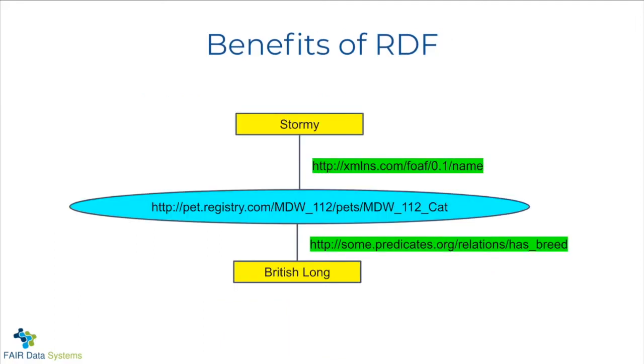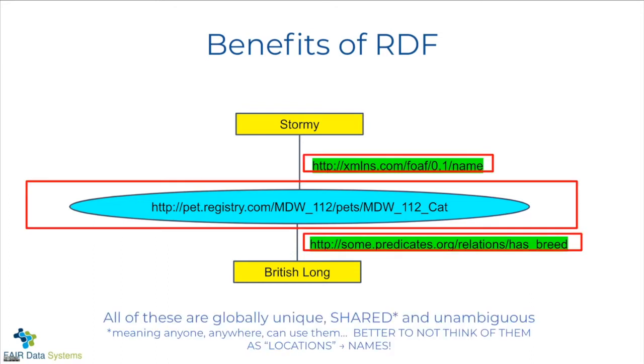So what are the benefits of doing this? I'll talk to you about some of them, but not all of them because we don't have a lot of time. So first of all, these URLs are globally unique and shared because they're on the web, so anyone can use this URL, right? Not just me, anyone can use that URL. And in fact, anybody who knows the identifier for my cat can also use this URL, and they can then make statements about my cat. Right? So they're globally unique, they're shared, and they're unambiguous.